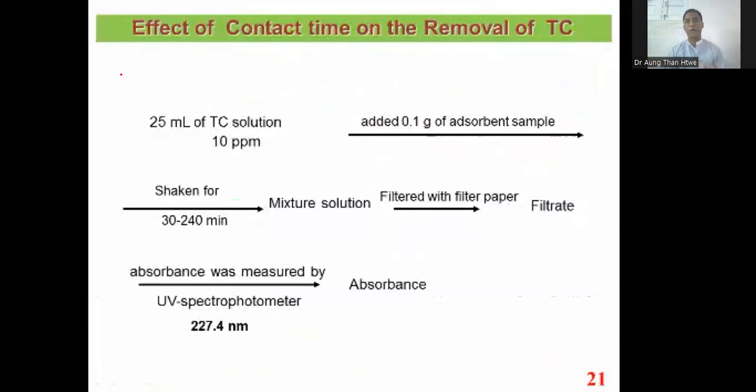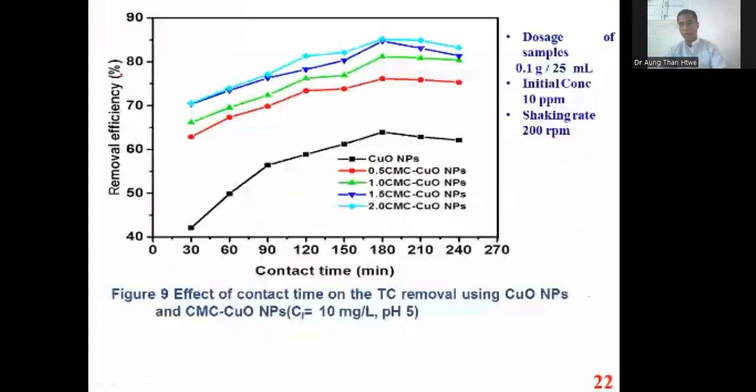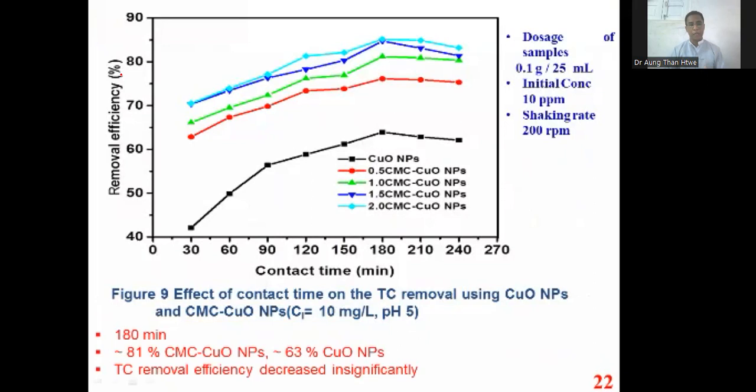Now next one, the effect of contact time on removal of DC. Using a 25 milliliter DC solution with 0.1 gram dosage, shake for 30 to 240 minutes, then filter and measure the filtrate absorbance with a UV spectrophotometer at 274 nanometers. This figure shows the effect of contact time on the DC removal using CuO nanoparticle and CMC-CuO nanoparticle. As in the figure, the optimum contact time was chosen as 180 minutes. The removal percent of CMC-CuO nanoparticle is about 80%, whereas it is 63% for CuO nanoparticle at 180 minutes.